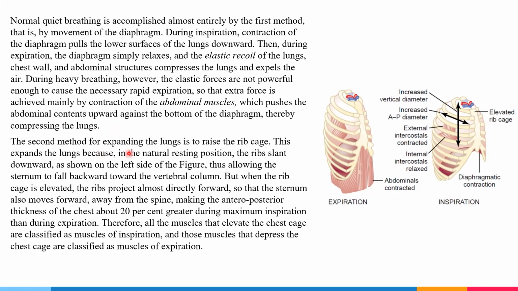The second method for expanding the lungs is to raise the rib cage. So in the first method, we will see an increase in the lung cavity along this axis. But in case the ribs themselves expand, we will see an increased AP diameter, that is an increase in the anterior posterior diameter. So in one case, we will see an expansion along this axis, and in another case, we will see an expansion along the anterior posterior axis.